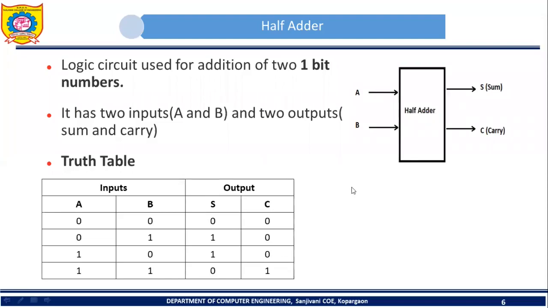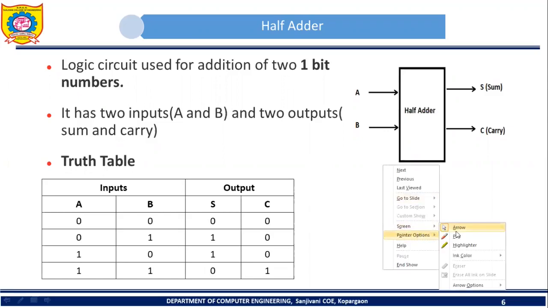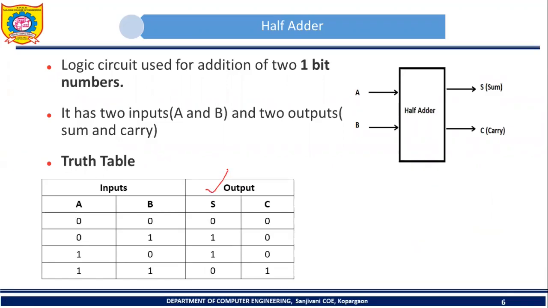Then the next question is how many K-maps we will require in order to implement this half adder. The number of K-maps required to implement any digital circuit will depend upon the number of outputs. In a half adder we have 2 outputs, so that's why we will require 2 K-maps. 1 K-map will correspond to sum and 1 K-map will correspond to carry.